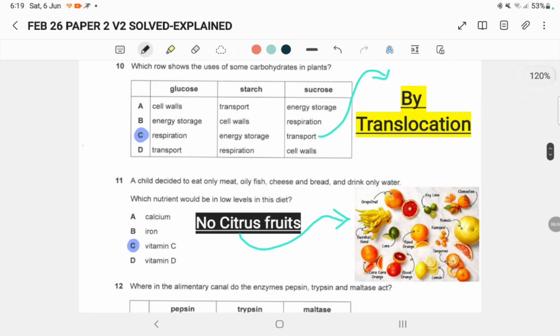Question 10. He told you which row shows the uses of some carbohydrates in plants. Well, the answer will be here. For glucose, of course, it is respiration. For starch, it is energy storage. And for sucrose, it's transport. And to remember how it was transported, it was by translocation, as I mentioned on the right side of the question.